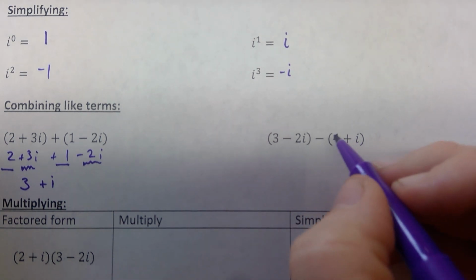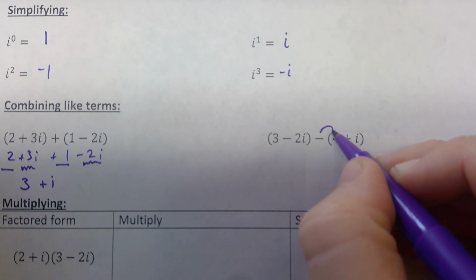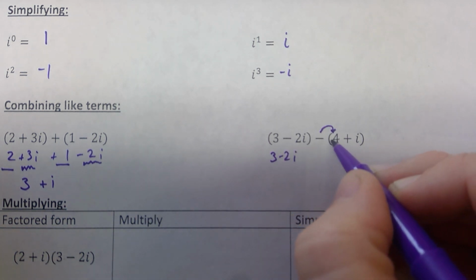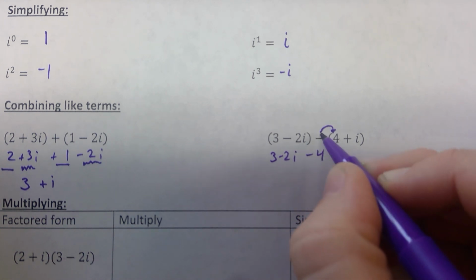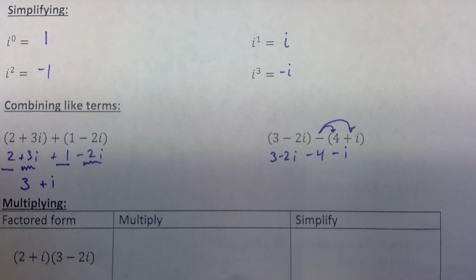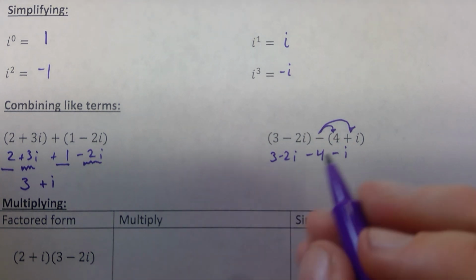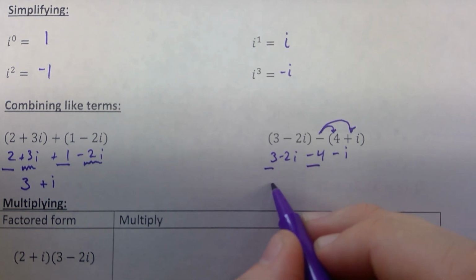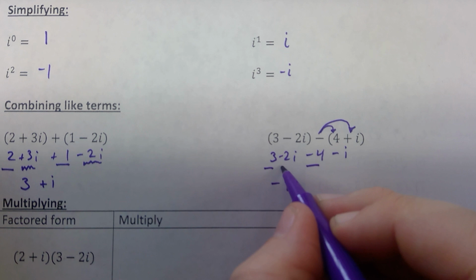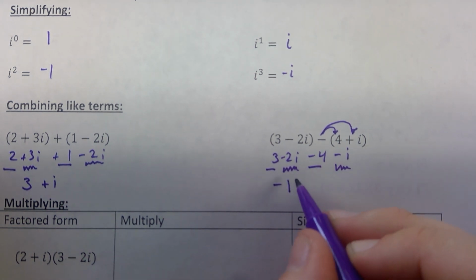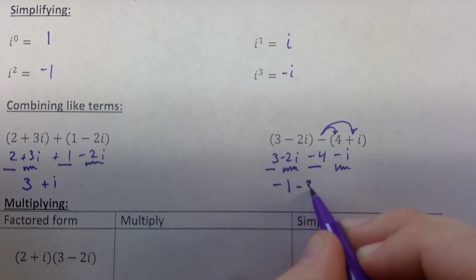Over here, we've got 3 minus 2i minus 4 plus i. We've got a negative here, so we need to distribute our negative. So we have 3 minus 2i, the negative goes to the 4, and the negative also goes to this plus i, so it's going to be minus i. And now once again, we're just combining our like terms. What do we have that's the same? We've got a number and a number, so 3 minus 4 is -1. Then minus 2i, minus i, we're going to have -2, take away another one, minus 3i.